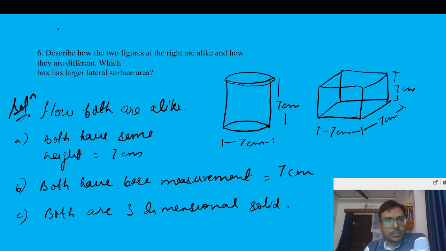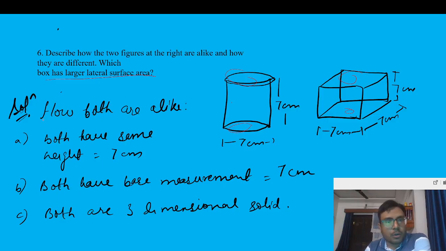Now question number 6. Describe how the two figures at the right are alike and how they are different. Which box has the larger lateral surface area? It means you have to calculate the lateral surface area of the cylinder and this cube, so you have to exclude the top and bottom parts.